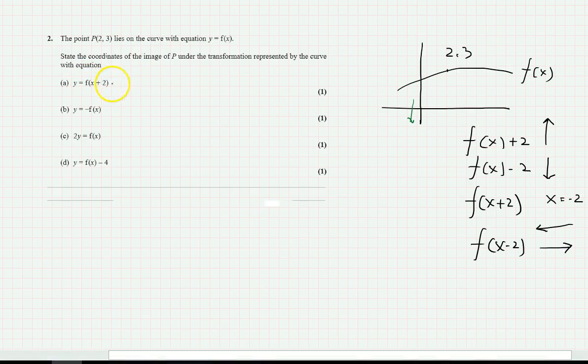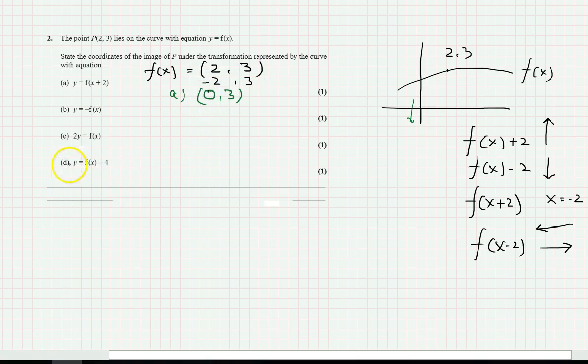Now let's see this one. Our coordinates are 2 and 3. So f(x), the coordinates are 2 and 3. This is f(x plus 2), x plus 2. It means x is negative 2. So it will move in the negative direction, 2 units. So it will become minus 2 and y will remain the same. So the coordinates will be 0 and 3. This is part A.